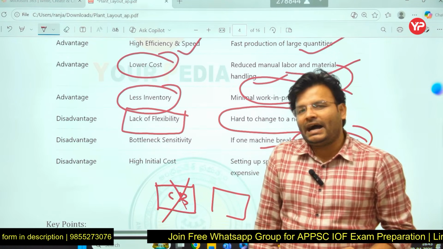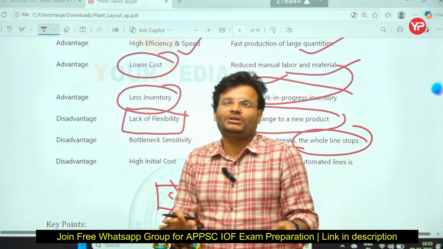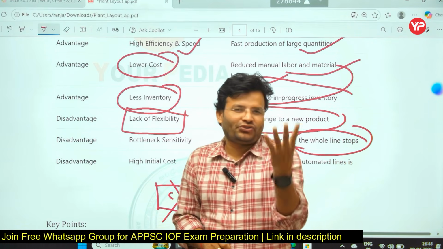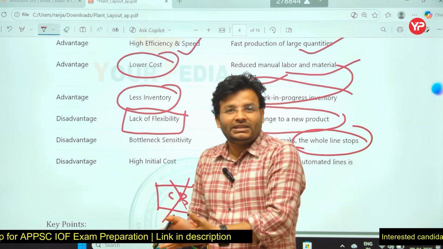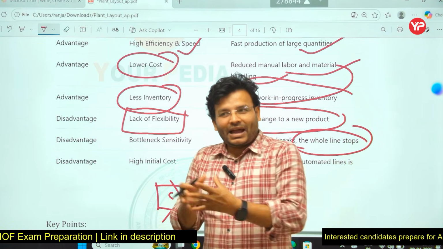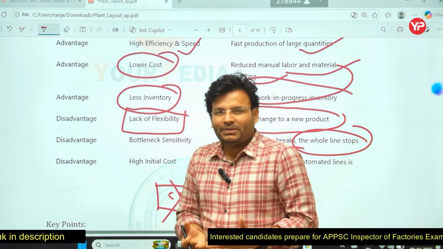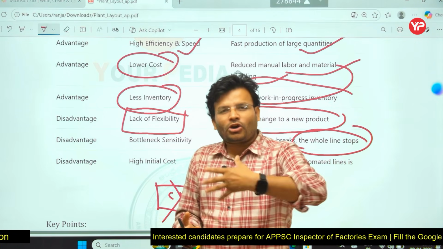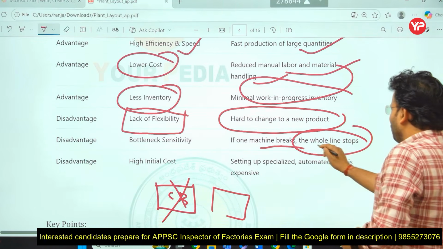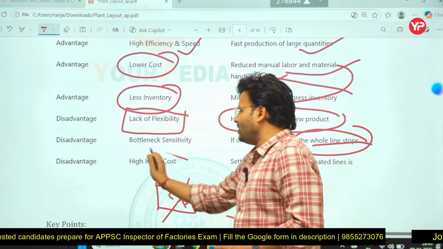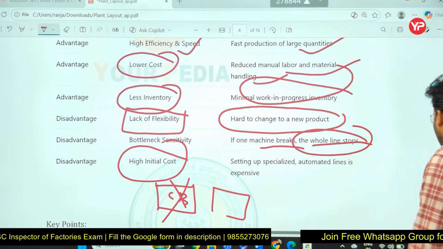Suppose you have to make a car, and the engine line develops a fault because of some cause, like it catches fire. So how can another process go on? If there is no engine, can you add the wheel? Can you add the door? No sir. So once a station has a problem, overall production will be delayed. That is one of the disadvantages. The whole line will stop. Another disadvantage is that the initial cost will be high. You have to keep all these things in mind.